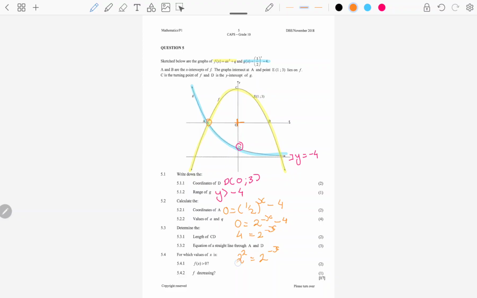Therefore we can get rid of these bases and we focus on the exponents. So 2 is equal to -x. Therefore x is equal to -2. Therefore the coordinates of A is (-2, 0).